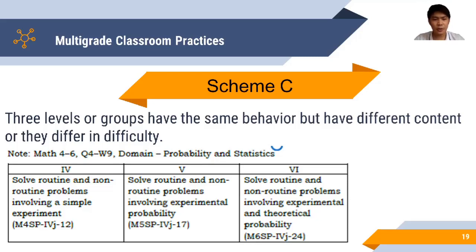grades 4, 5, 6, quarter 4, week 9, domain is probability and statistics. On grade 4, we have solve routine and non-routine problems involving a simple experiment. Simple experiment lang. Pagdating sa grade 5 is involving experimental probability. And on grade 6 is involving experimental and theoretical probability. So this is the time for the teacher to use the Scheme C lesson plan. Magkakapareho ng behavior but different level of difficulty ang gagamitin ni teacher. So ganun din sa activities.